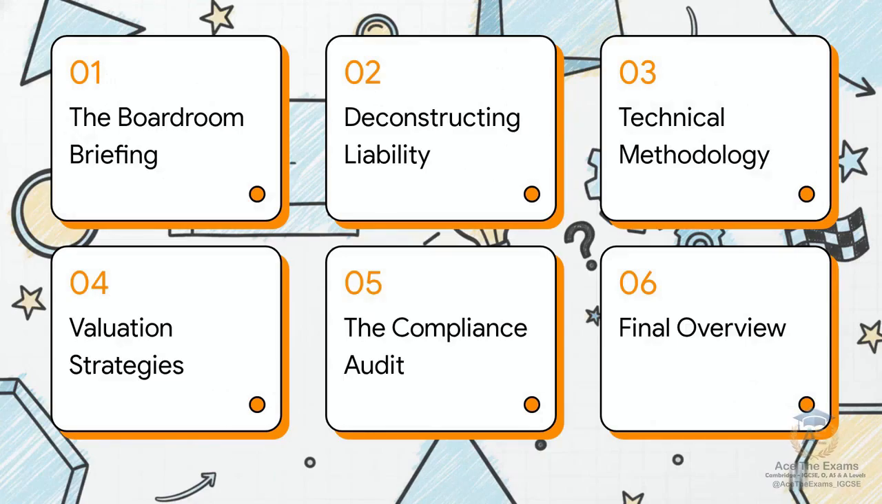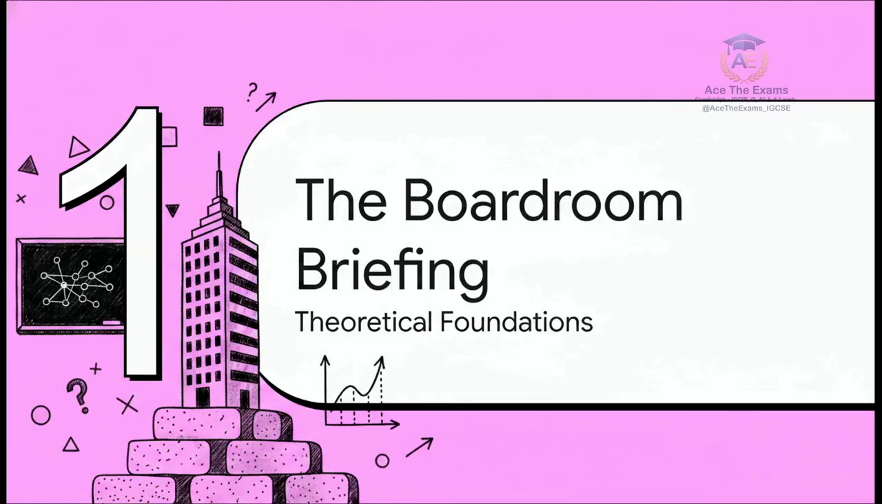So we've got a tight briefing itinerary today to systematically analyze exactly how you can secure maximum executive value from these high-tariff mathematics questions. We'll kick things off with a boardroom briefing, deconstruct a failing liability proposal, install a structural power-up, calibrate our valuation strategies, run a strict compliance audit, and finally close the deal. Section 1, the boardroom briefing.